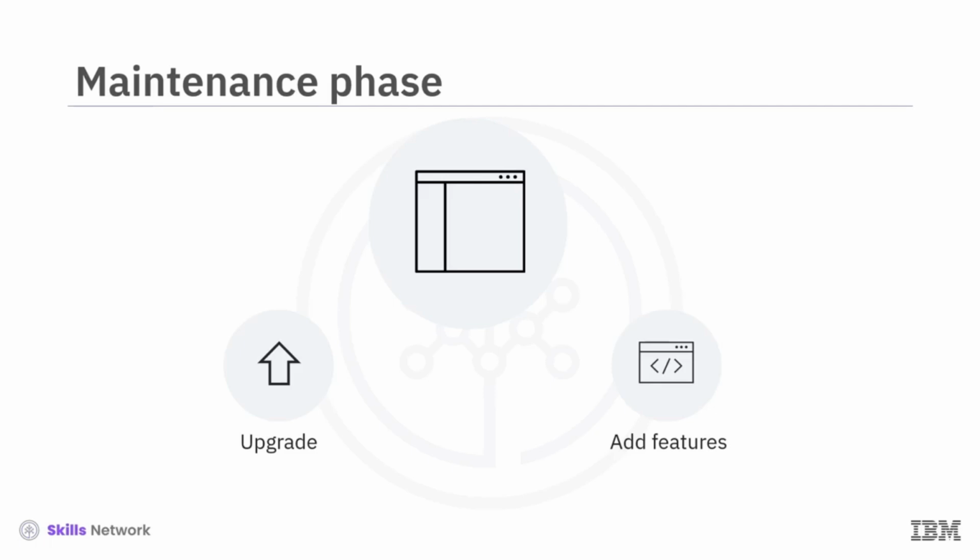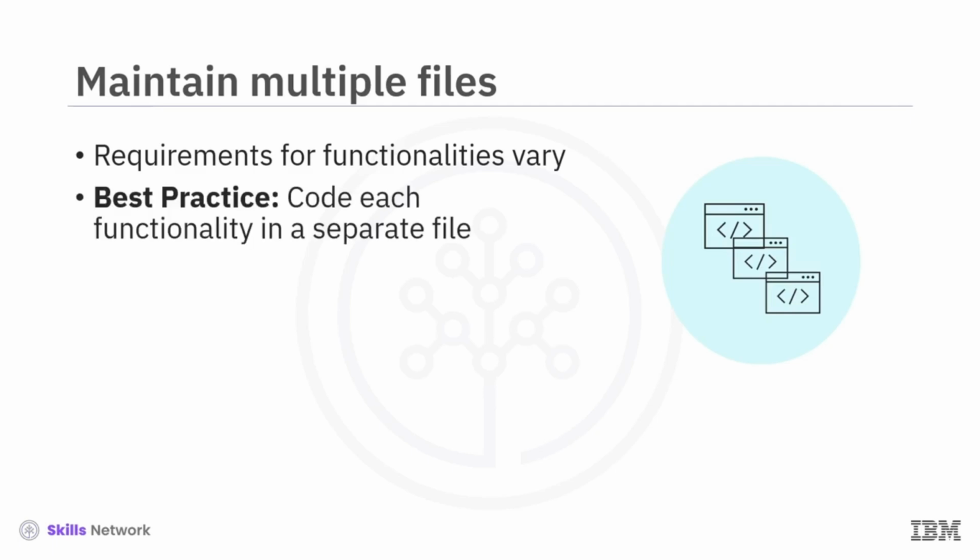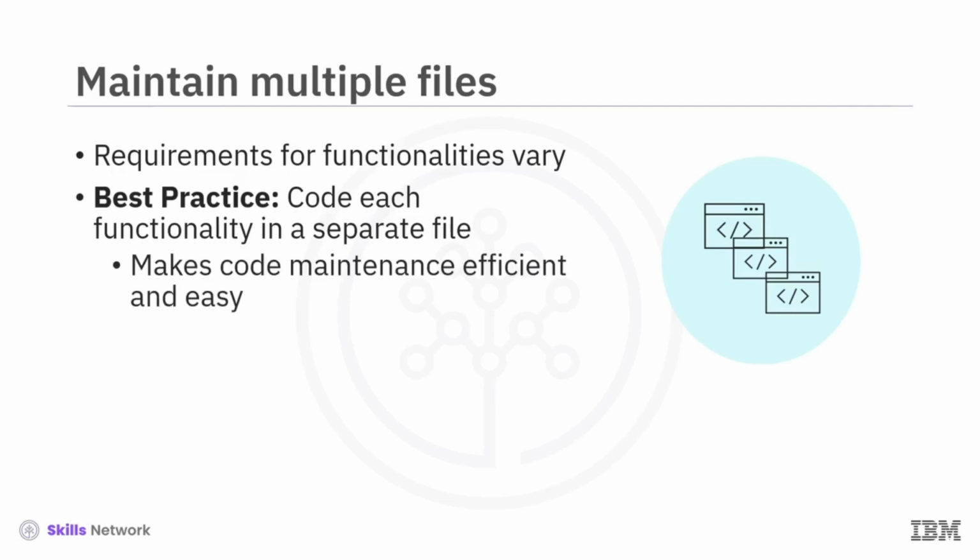Let's briefly review why maintaining multiple files for coding different functionalities is a best practice. Every app usually has multiple functionalities, and the requirements for each functionality might vary. The best practice is to code each functionality in separate files. You can then create a central program, which runs the application and calls the individual files to perform specific functions. This approach to organizing code makes code maintenance efficient and easy.